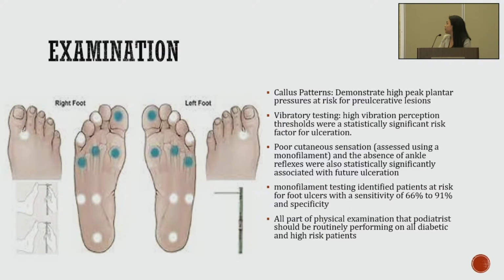We do vibratory sensation testing, as this has been known to be statistically important in preventing or at least identifying areas of preulcerative lesions. And the same thing with monofilament testing. This is something routinely done in our diabetic foot screening. A monofilament test has been known to be 66% sensitive, but 91% specific in identifying areas with potential neuropathy that can become preulcerative lesions as well. So we really want to make sure that as podiatrists, we are seeing these people as a full picture, but really focusing on those lower extremity examinations.